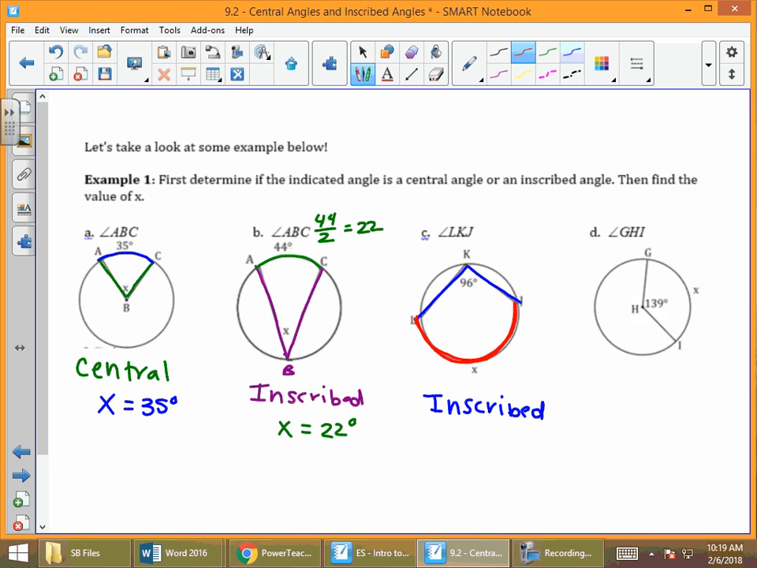Multiply it by 2. Okay? So whenever you're given the inscribed angle and you're trying to find the arc, do the opposite. You're going to double it. We're going to multiply it by 2. And what's 96 times 2? 192. So X is 192 degrees.